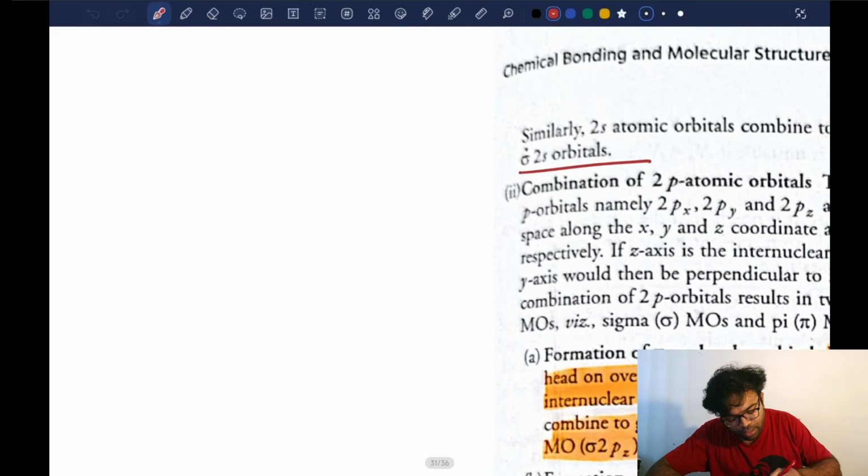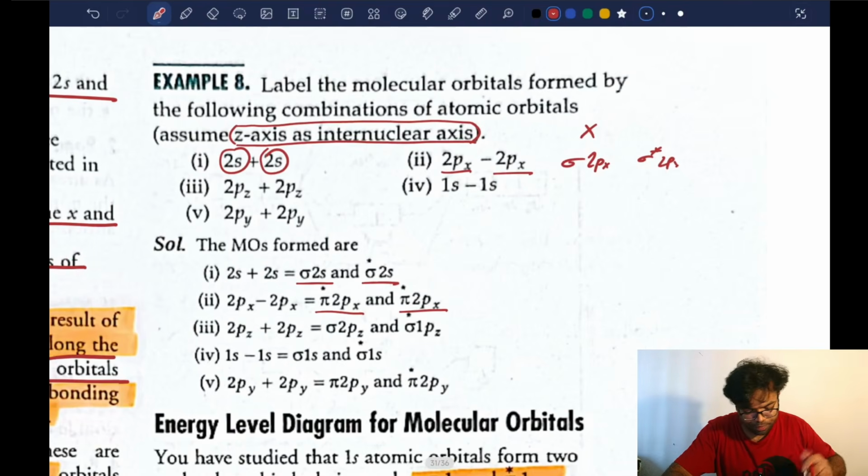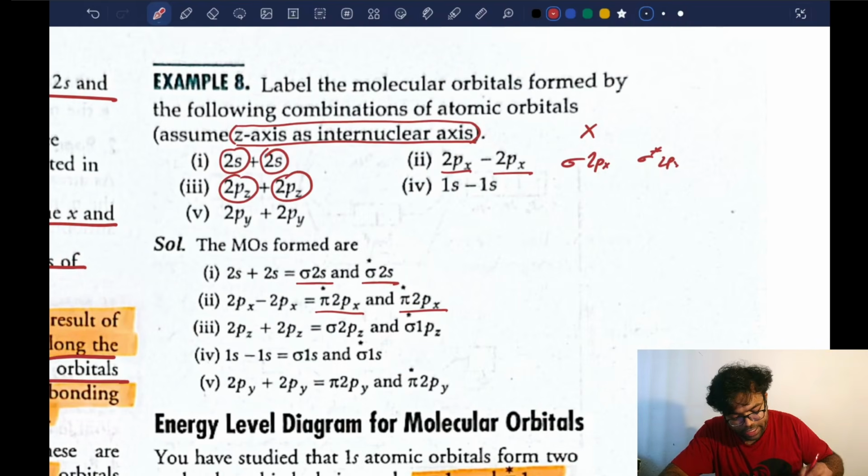Now, how do you form this? At the beginning, you draw a line like this. What about the next one? The 2pz and the 2pz would form what? Sigma 2pz and sigma star 2pz. Clear?